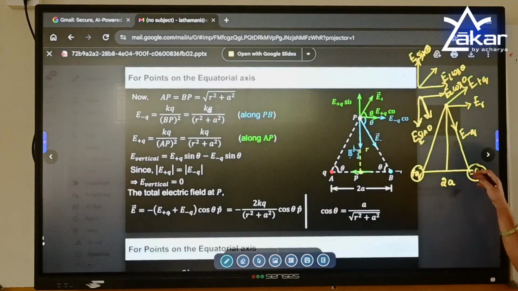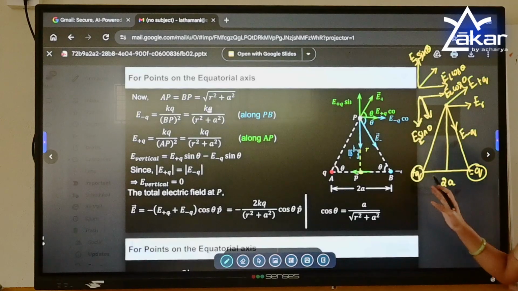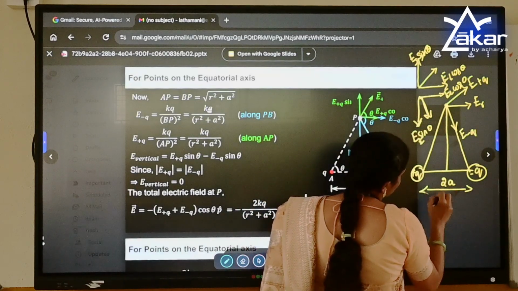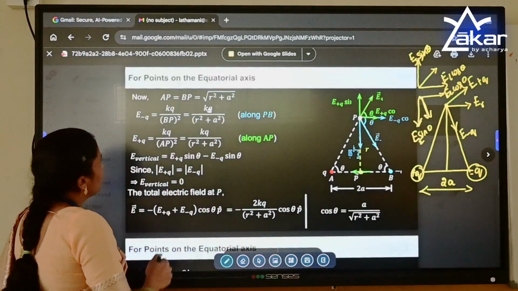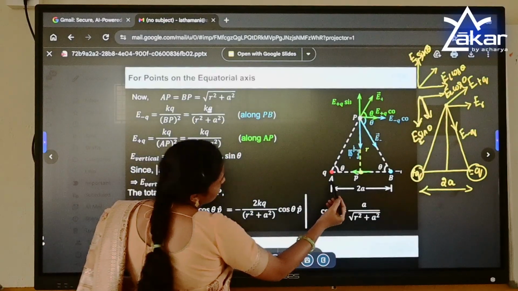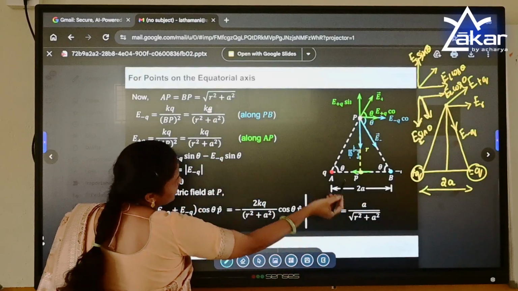By this diagram we have to resolve all these things. We have to write these parameters first. Then this is the dipole, the distance is 2a. Now we have to start with what AP is. So you can take this AP and BP distance.